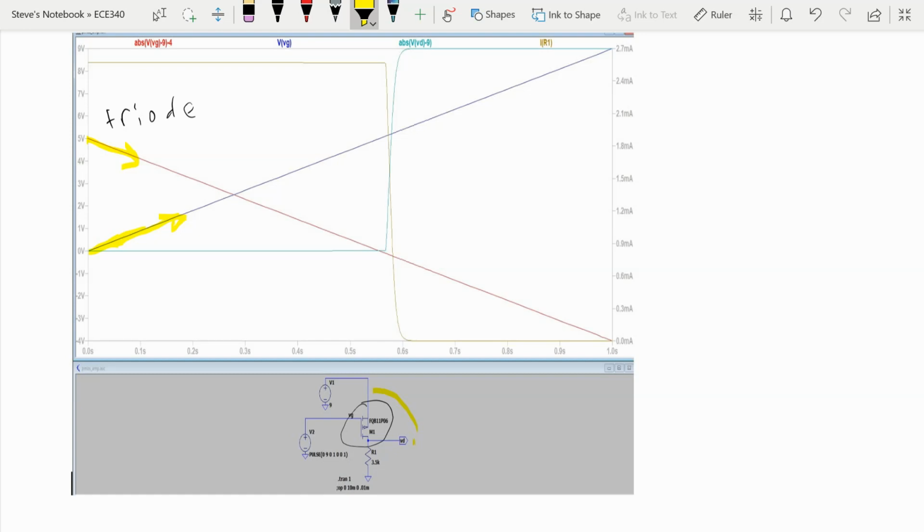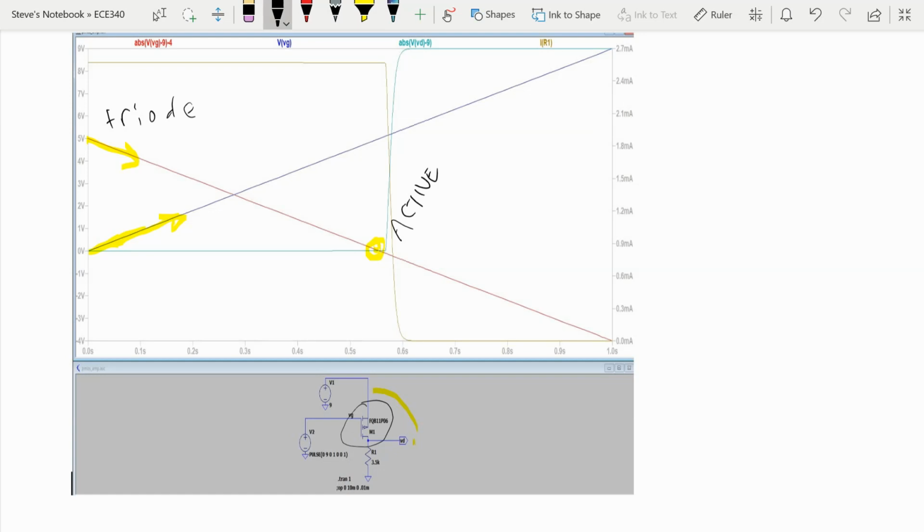And then eventually we get to this point right here. At this point, you can see that my gate to source minus my threshold is about the same as my drain to source voltage. So this is where we are transitioning from triode into active. So in this region right here, we're in active.